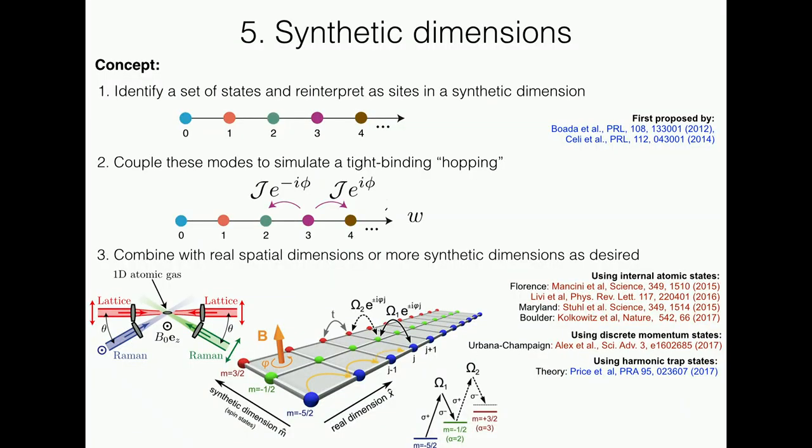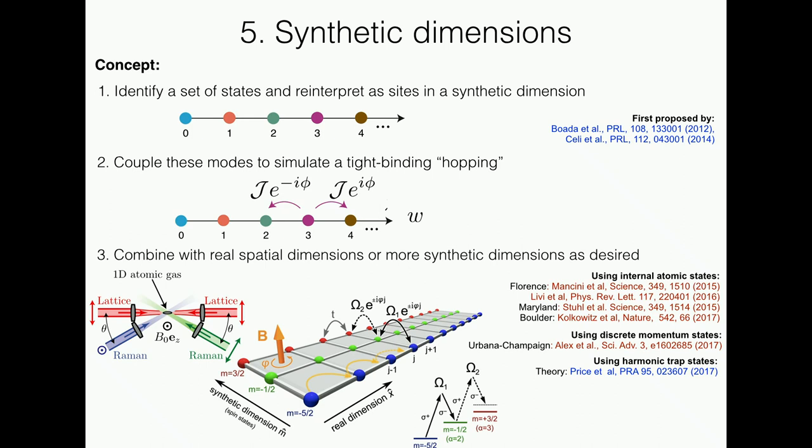The idea here, for instance, is using the internal states, but now the internal states are on the same site in real spatial dimension, and we treat the different site indices as if they were a synthetic dimension. And so how do we get the phase? Well, because we're using Raman lasers to couple the states together.